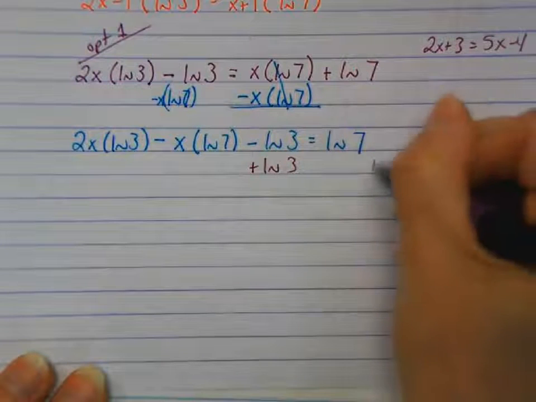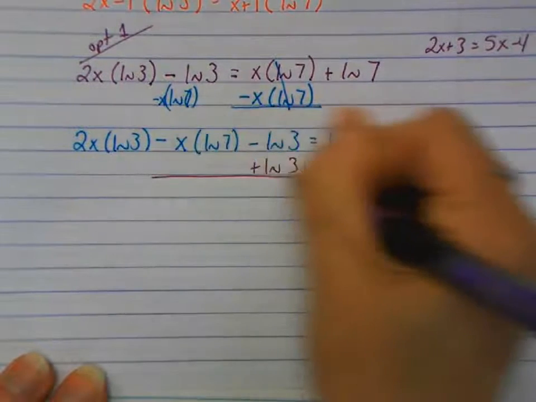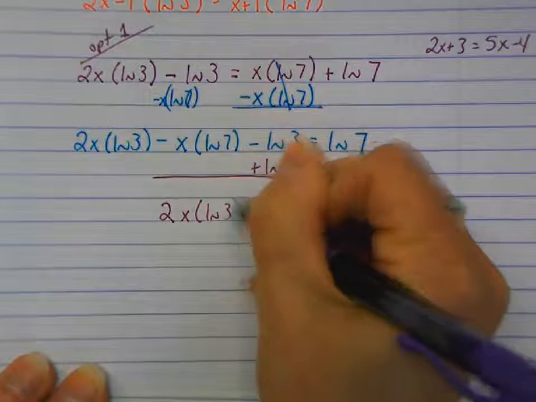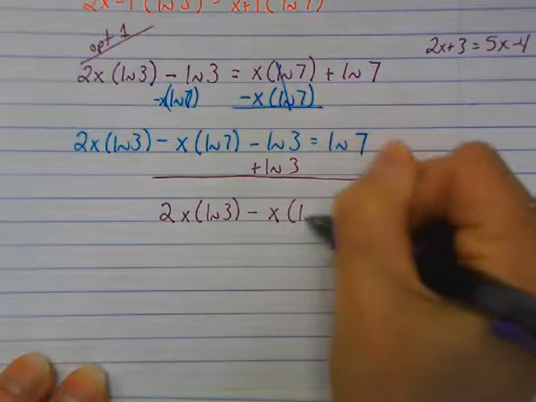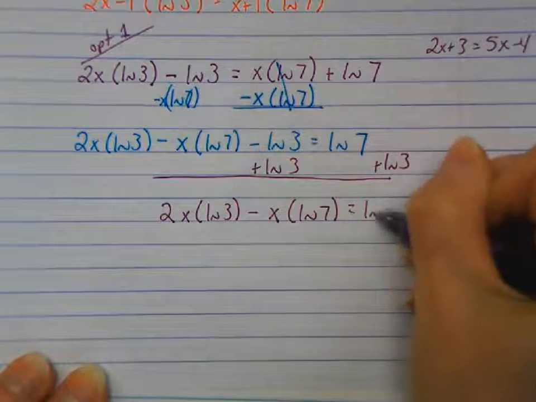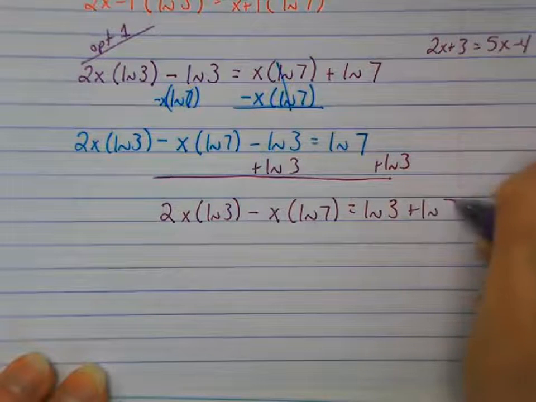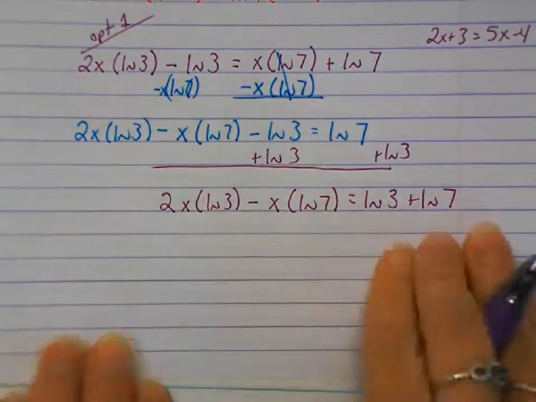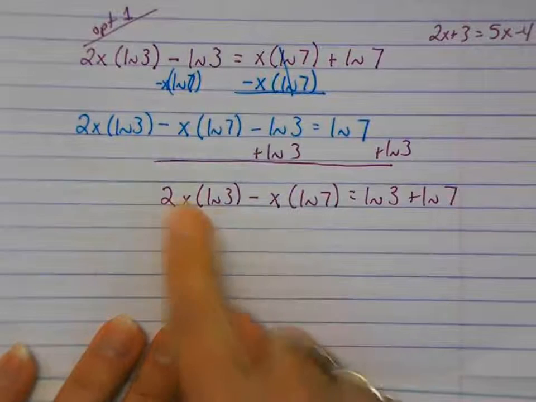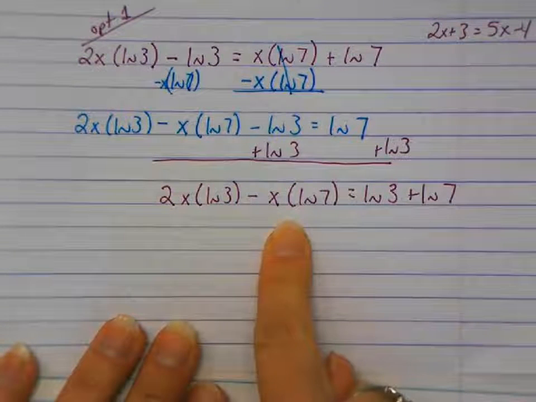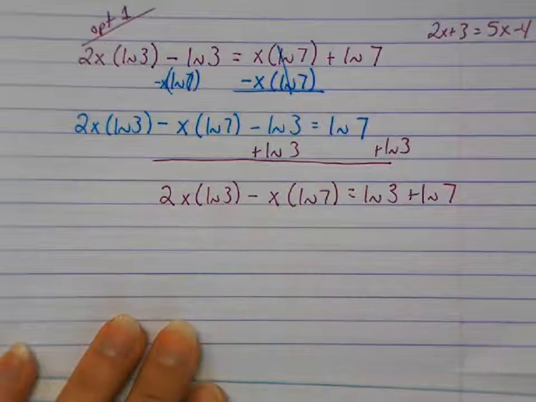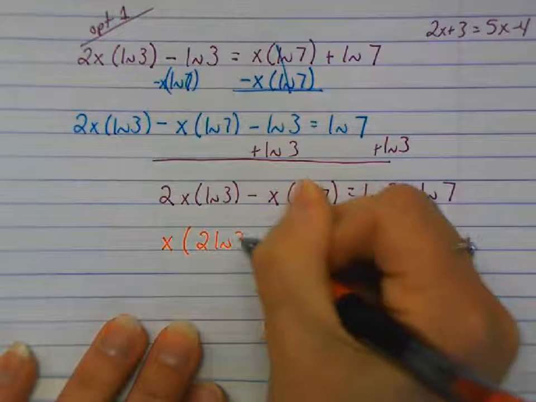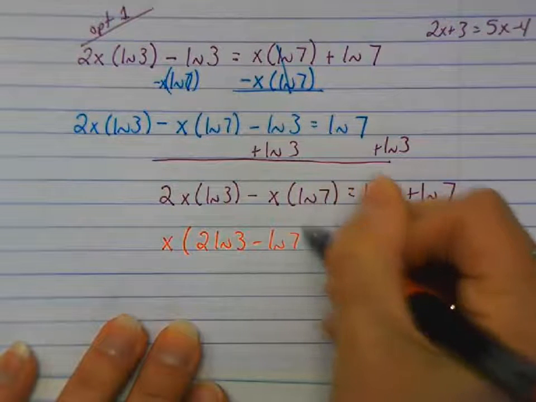So I have 2x natural log of 3 minus x natural log of 7 equals natural log of 3 plus natural log of 7. Okay, so I've at least got my x's to one side, numbers to the other. Now, what do these guys have in common? Oh, they each have an x. So I'm going to go ahead and factor that x out, and I get x times (2 natural log of 3 minus natural log of 7) equals natural log of 3 plus natural log of 7.